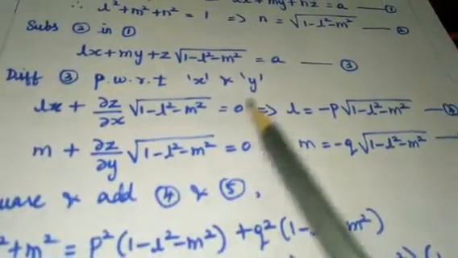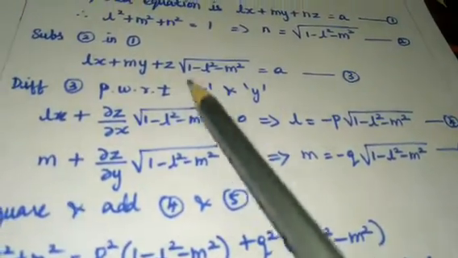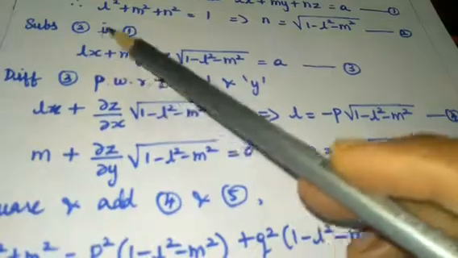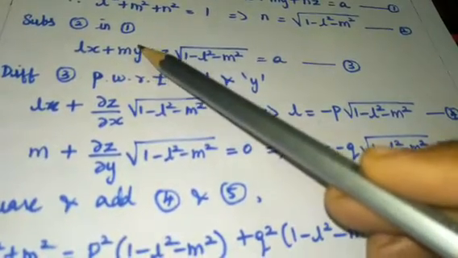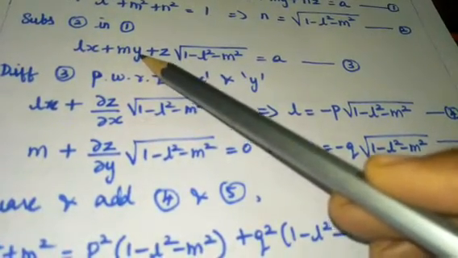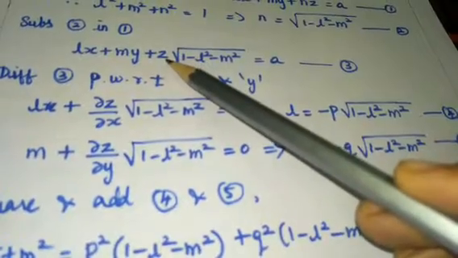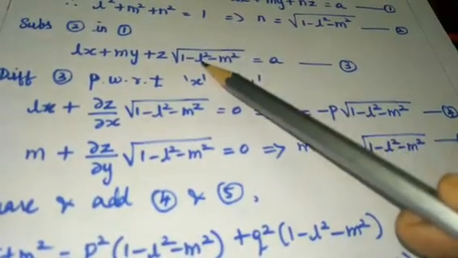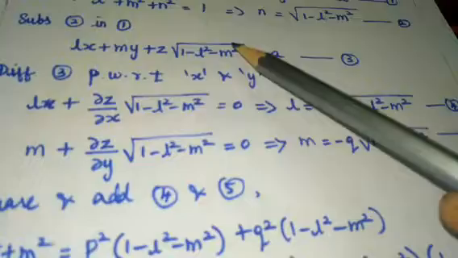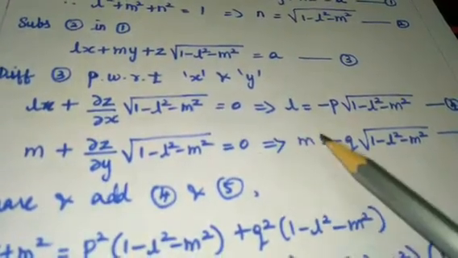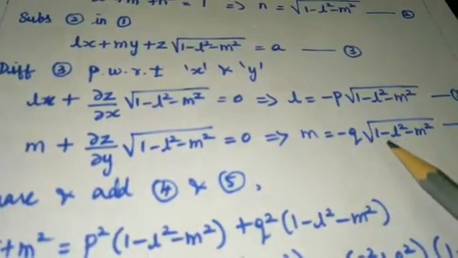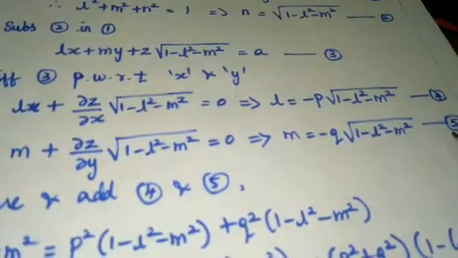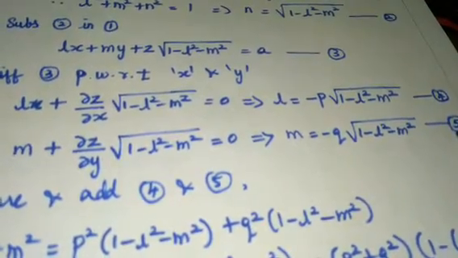And then if we partially differentiate with respect to y, then this term becomes 0 and y becomes 1 if we differentiate it, and ∂z plus ∂z/∂y into the same term √(1 − l² − m²) and a becomes 0. So from this, m is equal to −q into √(1 − l² − m²). It is termed as the fifth equation.